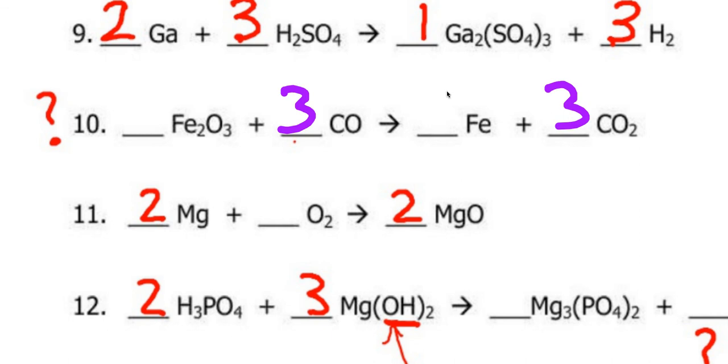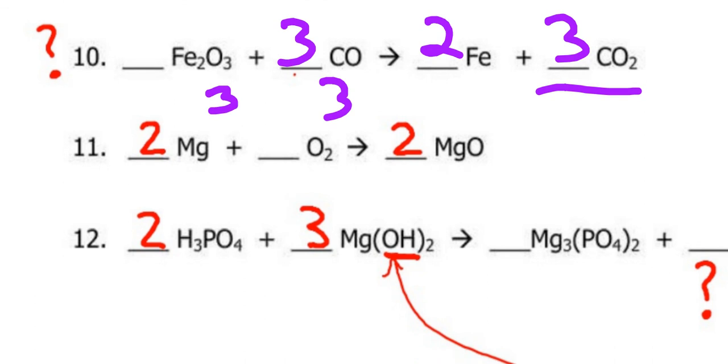The carbons are equal, 3 carbons, 3 carbons. The oxygens are these 3 and these 3, which is 6. And this side is 3 times 2, that is 6. So I've got the carbons and the oxygens equal. Now I just need to put a 2 here and fix the iron.